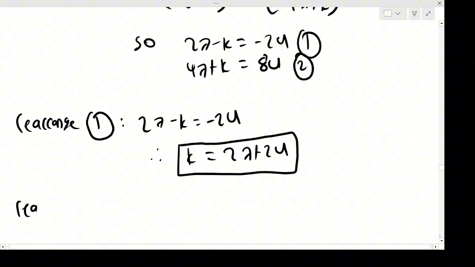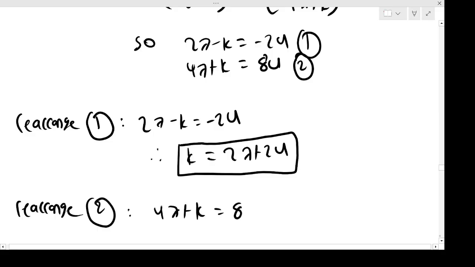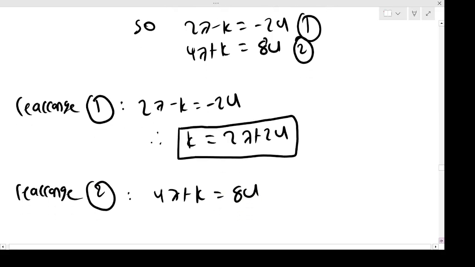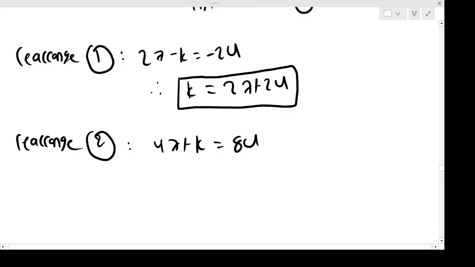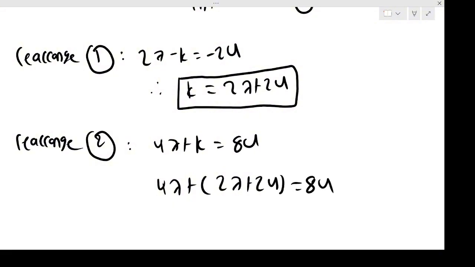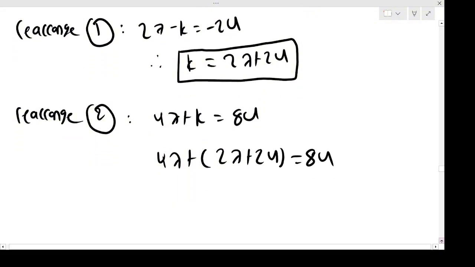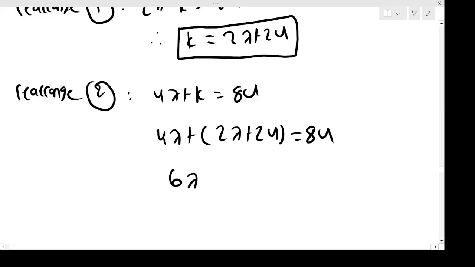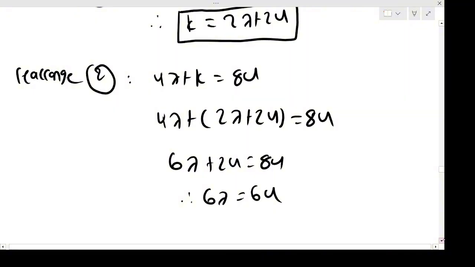Then if I rearrange the second equation, that is telling me 4 lambda add k is going to be 8u. I can immediately plug in k. So that's going to be 4 lambda add 2 lambda add 2u equals 8u. And so that means 6 lambda add 2u is 8u. Therefore 6 lambda, if I take away 2u, I'll get 6u. Therefore, lambda is u.